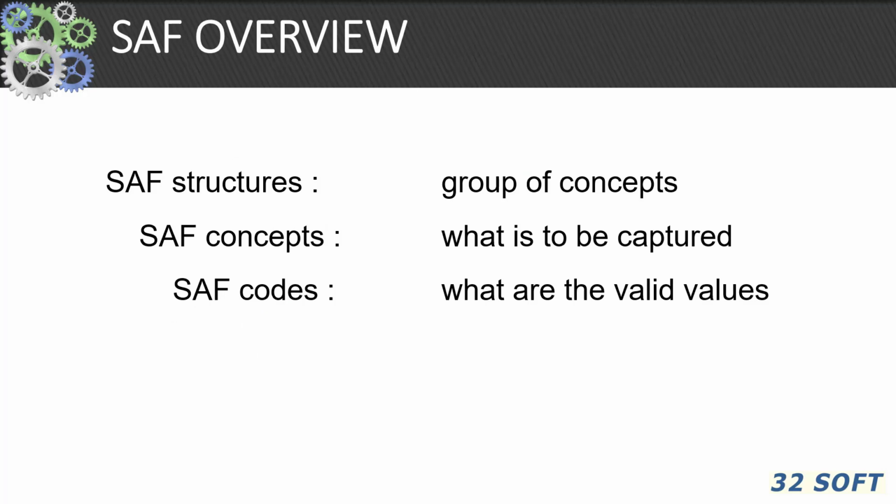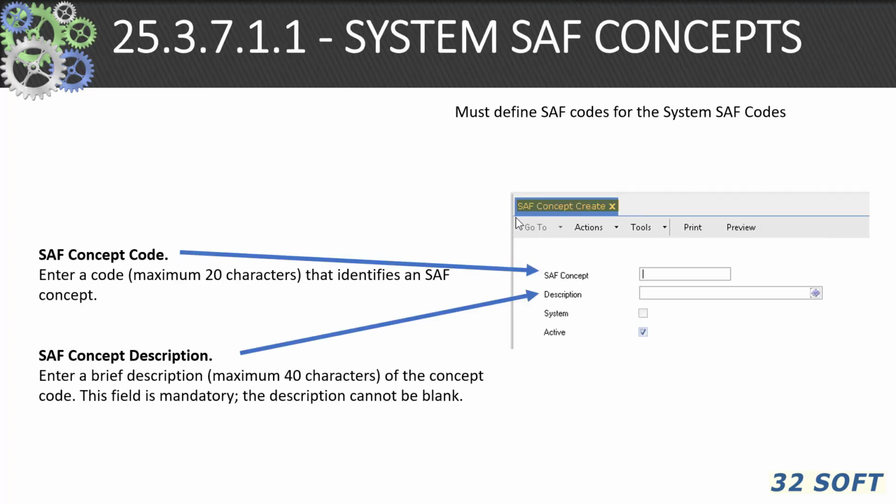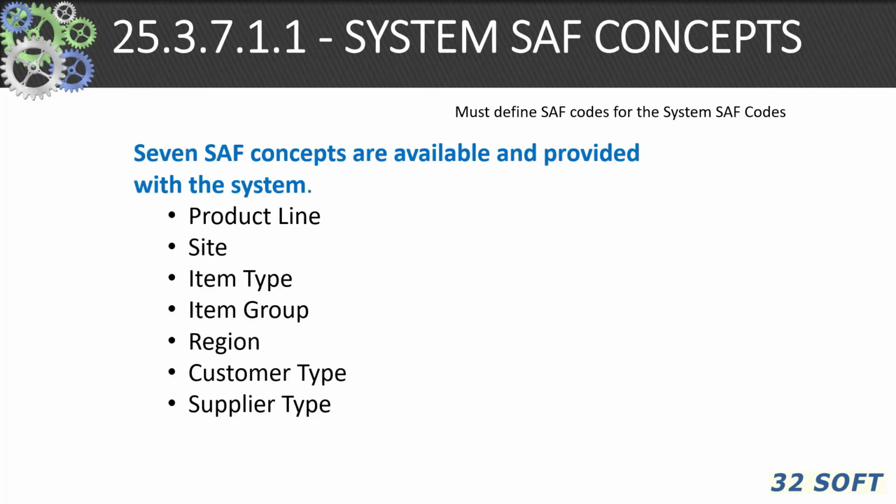It's basically a structure. The first is you create the concept for the SAF. That's kind of what do you want to capture. You then tie the specific SAF code to that concept, and then you also have the capability of creating kind of a bill of material of supplementary analysis fields for structure. The 25.3.7.1.1 system SAF concepts, you create the concept code and the concept definition.